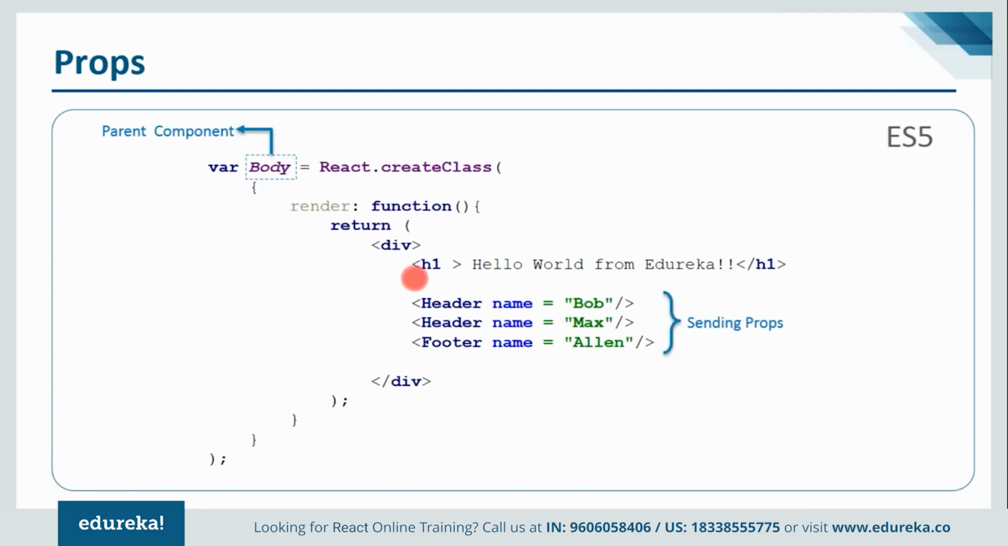Okay, and inside the render function I have one HTML tag which says hello world from Edureka, and along with that I have calls to three other child components. I'm calling the header component 2 times, and then I'm calling the footer component once, and each time I'm sending different values. Now these are the props and these are the values for those props, and then I'm simply closing these tags with the help of my enclosing tag.